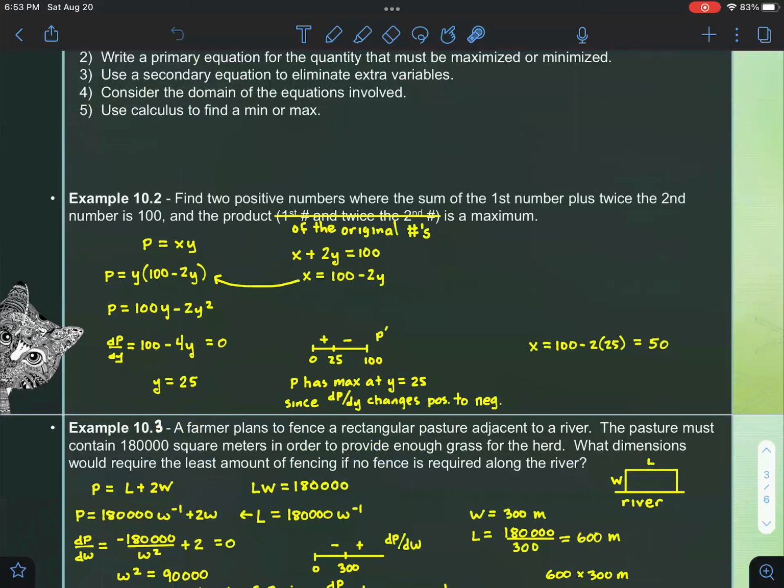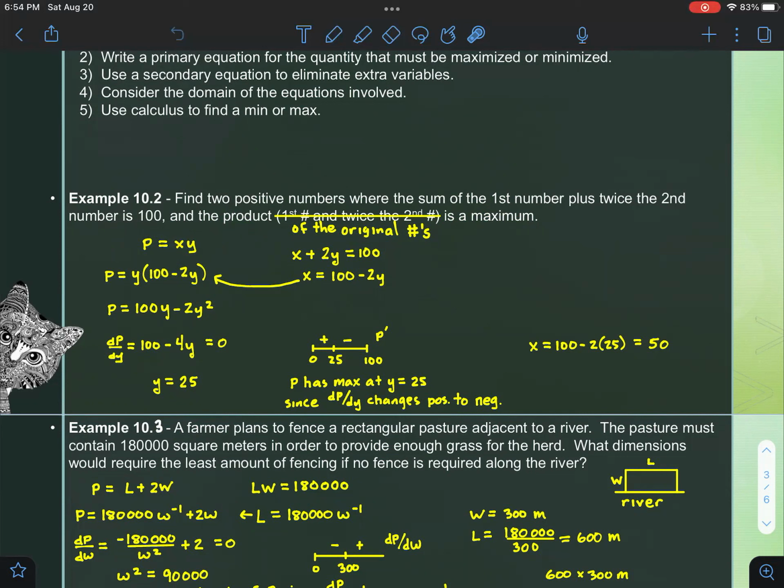Problem 10.2. We need to find 2 positive numbers such that the sum of the first number plus twice the second number is 100, and the product of the original numbers is a max. So we're trying to maximize product. That's our primary equation. I used P for product, and if I'm calling my 2 numbers x and y, here's one way you could write out that equation: P equals x times y. But we'd like to simplify this down to have 1 less variable.